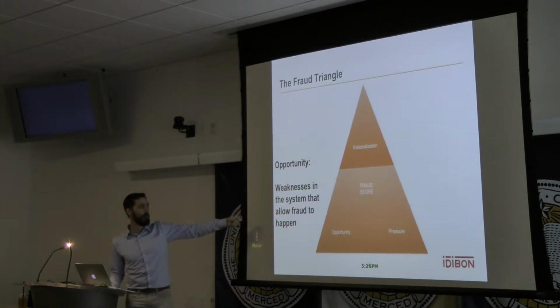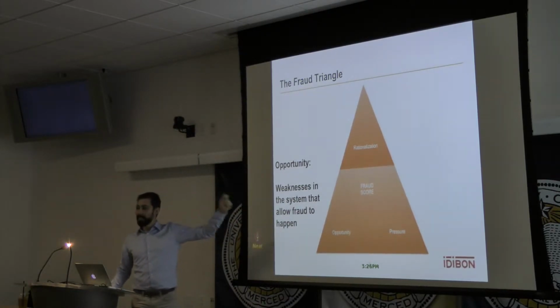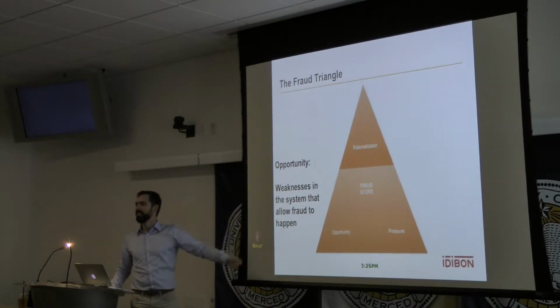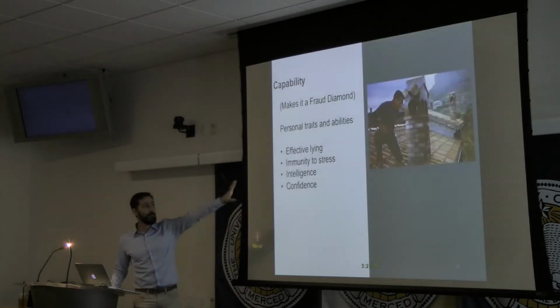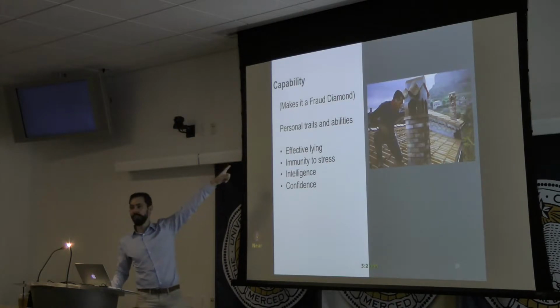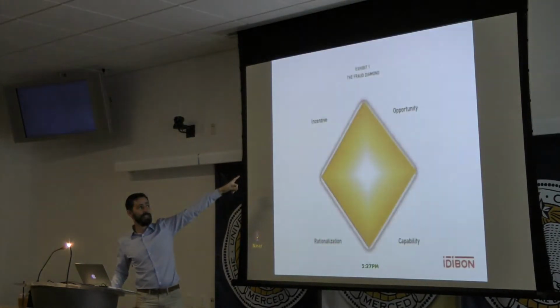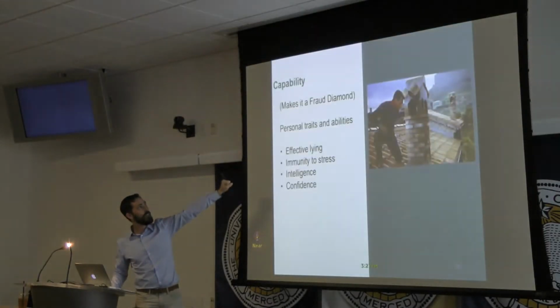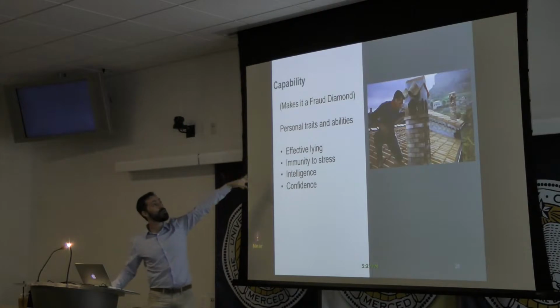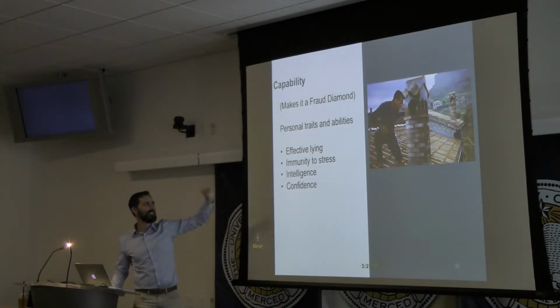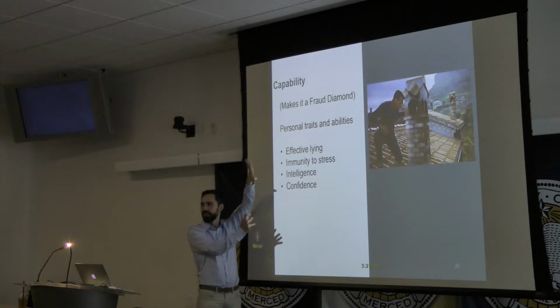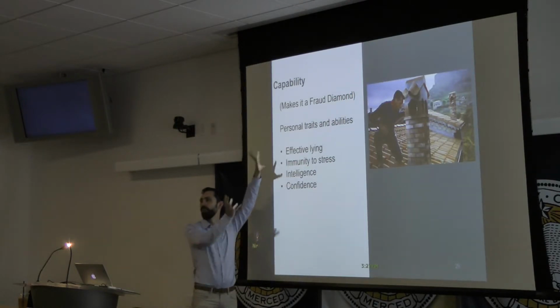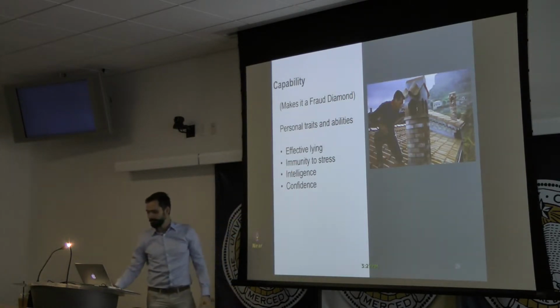Opportunity is weaknesses in the system that allow for fraud to happen. That can be systemic, but there's also a linguistic element to this, like, we can do this, or we've done this before. There are linguistic attributes here as well. I'm going to skip rationalization and come back to it. There's a fourth one if you want to make a fraud diamond. This is the ugly fraud diamond from the original literature on this, but diamonds are our best friend. Capability has to do with personal attributes: effective lying, immunity to stress, intelligence, confidence. Guess what? You know from especially a lot of your psycholinguistic work, these are also detectable in text.